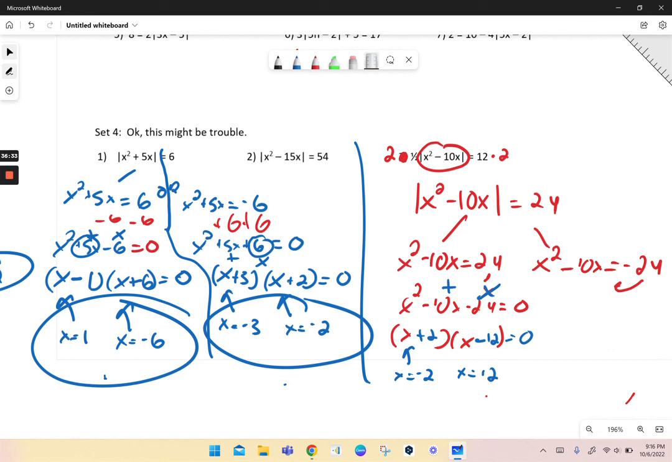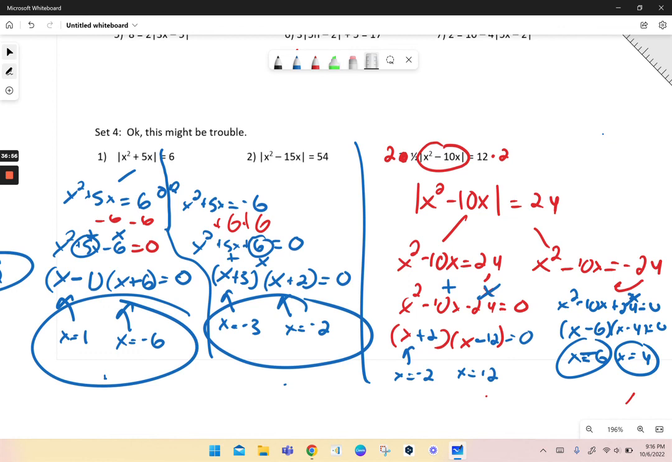We end up getting the same thing over here where we add the 24. I'm just going to do it very quickly because I'm tired. And we get x, let's see, it's going to be minus 6 and minus 4. Negative times a negative gives you positive 24. These multiply to make positive 24, but they add to be negative 10. And so x could be 6 or x could be 4. Those are possible answers: 4, 6, 12, or negative 2.